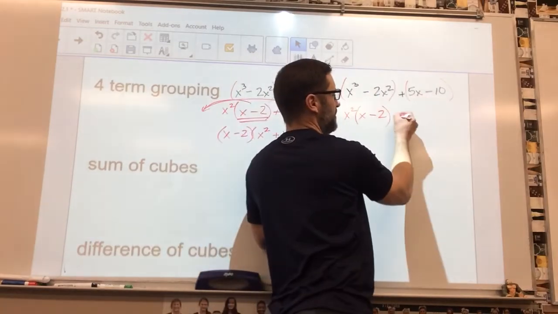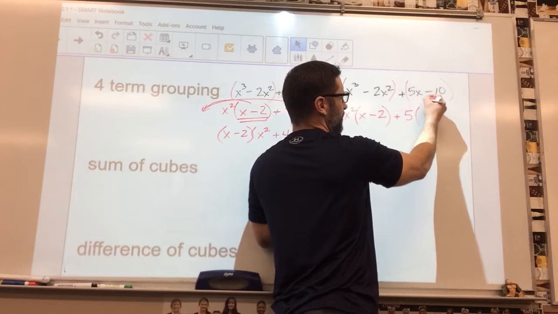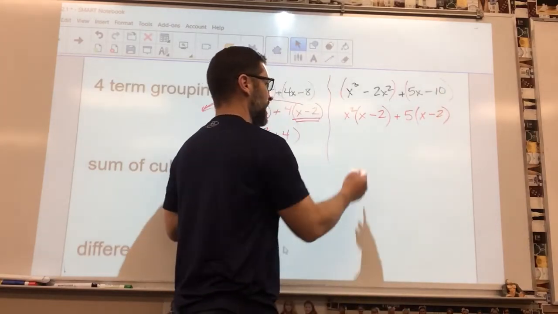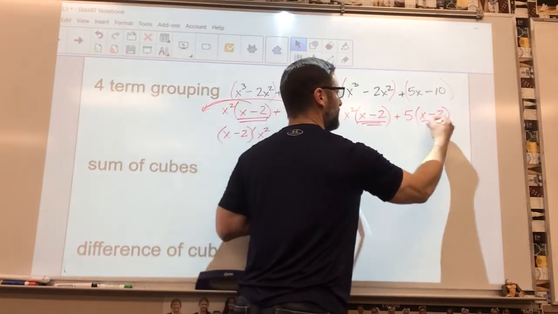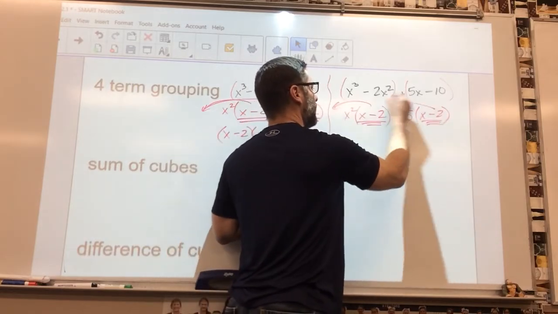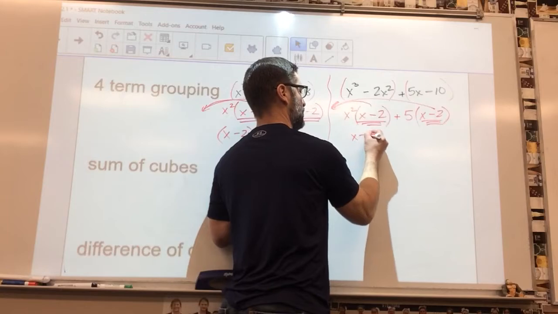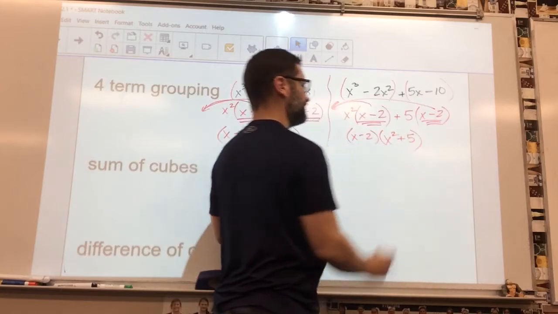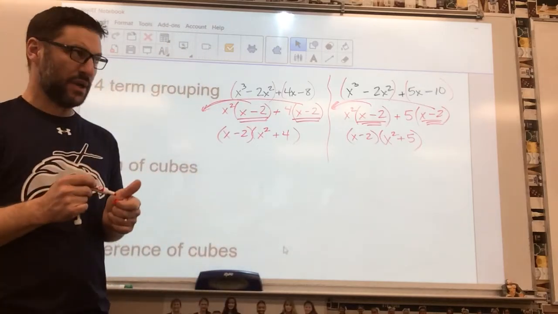I have a 5 and a 10. I'm going to pull a 5 out. If I pull a 5 out of that, I'm left with x. A 5 out of that, minus 2. I'm going to take x minus 2 and I'm going to pull x minus 2 out in front. X minus 2 comes out in front. I'm left with x squared plus 5. And that's a factor by grouping one.